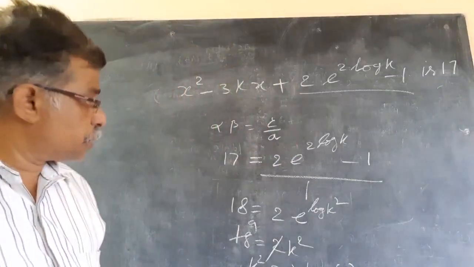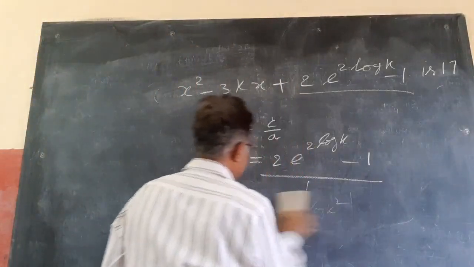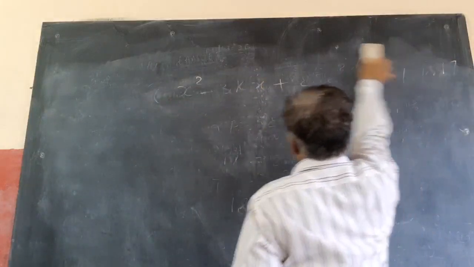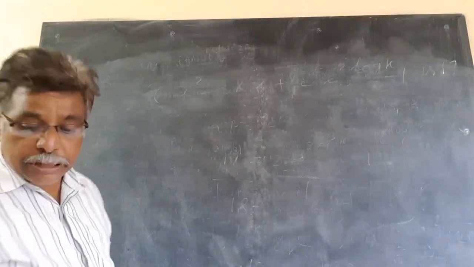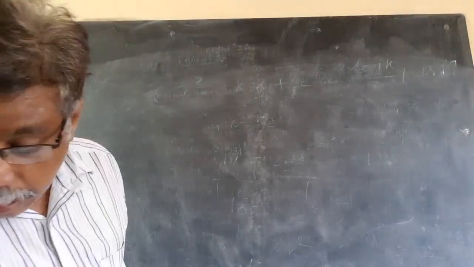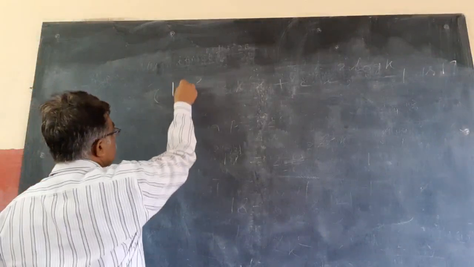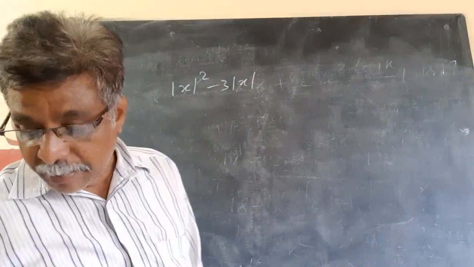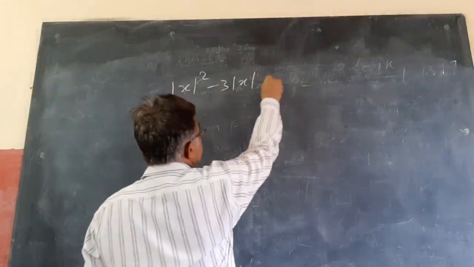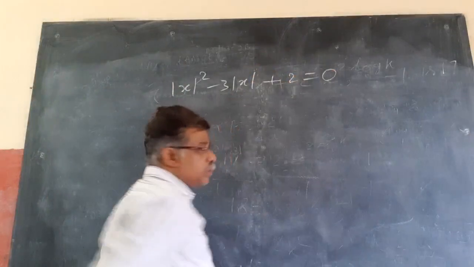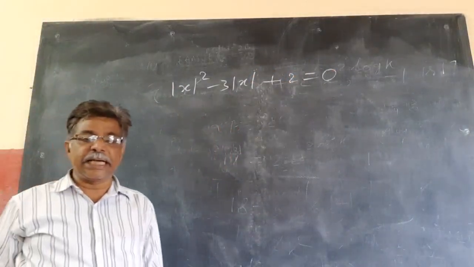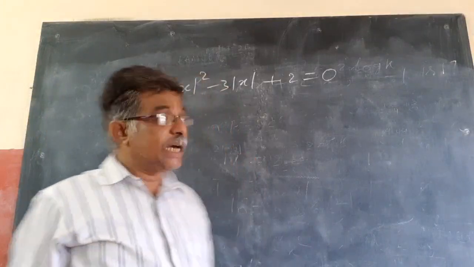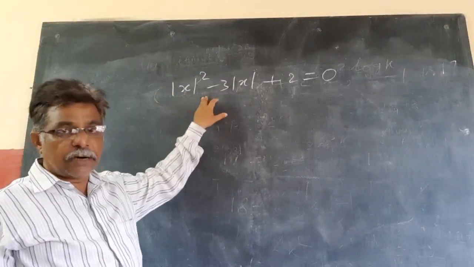Next, number of solutions of the equation mod x square minus 3 mod x plus 2 equal to 0 is. Usually quadratic equation means it contains only 2 roots. So number of solutions is only 2 actually. But here he is giving this as mod x instead of x.